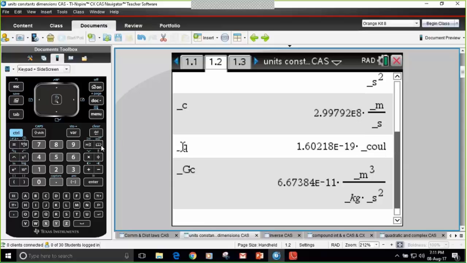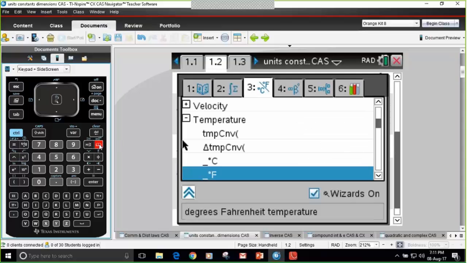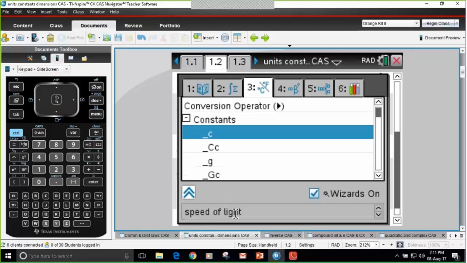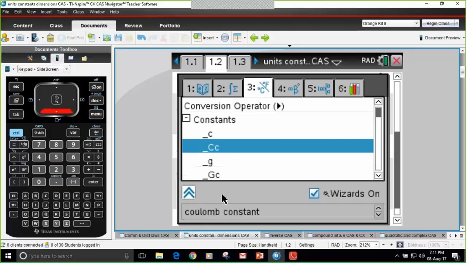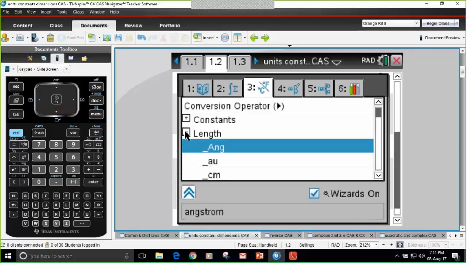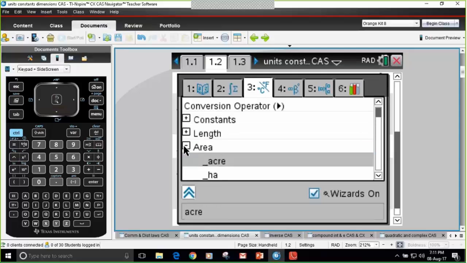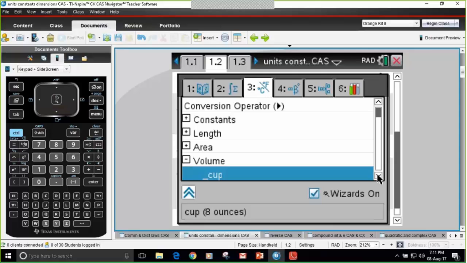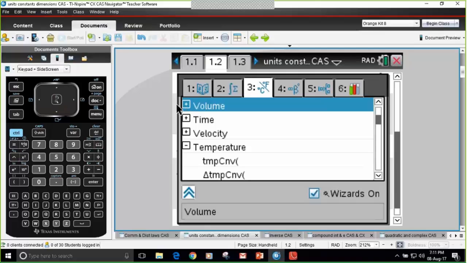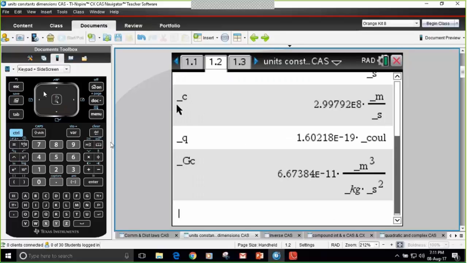The way you access that is by pressing the catalogue, and number 3 gives you a list of constants, and you can see here that's the speed of light. You've got this little chevron down there which tells you what it is: Coulomb constant, acceleration due to gravity, universal gravitation constant, and so on and so forth. So underneath that, various constants for length, for area, or various units rather, for volume, and so on and so forth. So that's very useful, and you can do some pretty interesting sort of things with that.